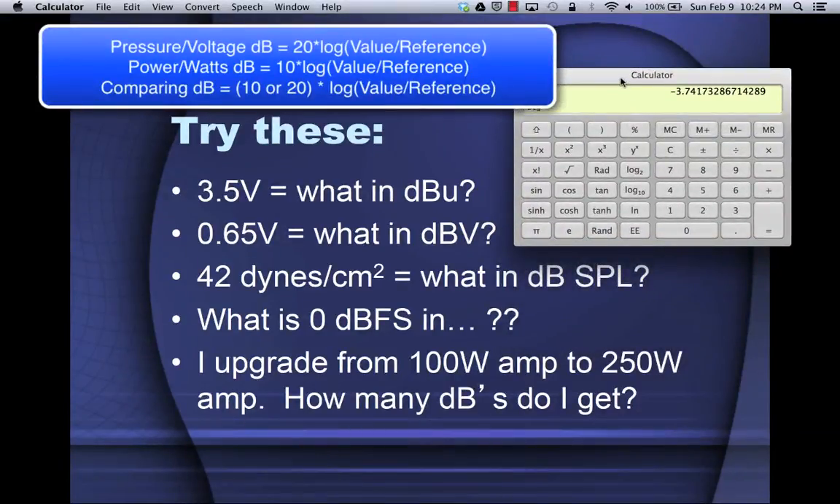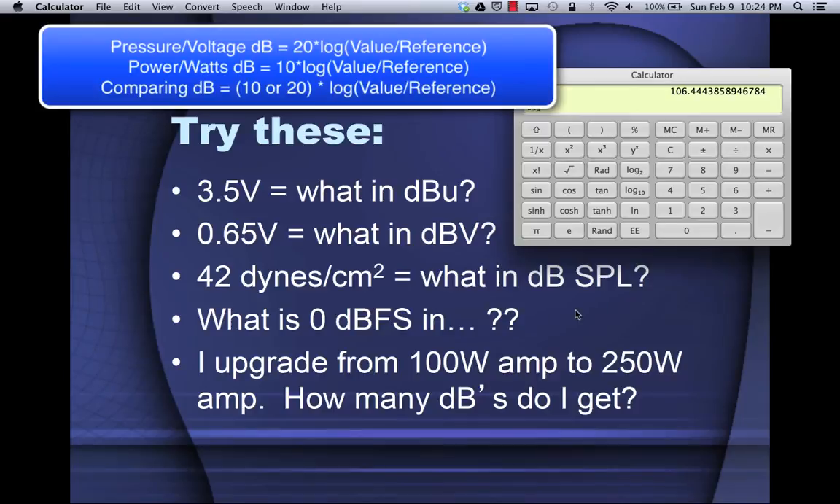Now let's do one of our dBSPL comparisons here. Now if we want to turn 42 dynes per centimeter squared into dBSPL. All right, let's clear this out and try it. So we take 42 divided by our reference, which as you might recall is 0.0002 dynes per centimeter squared. So that's 210,000. Take the logarithm of that, and because it's pressure, we multiply by 20, and our value is 106 dBSPL. So 42 dynes per centimeter squared is pretty loud.